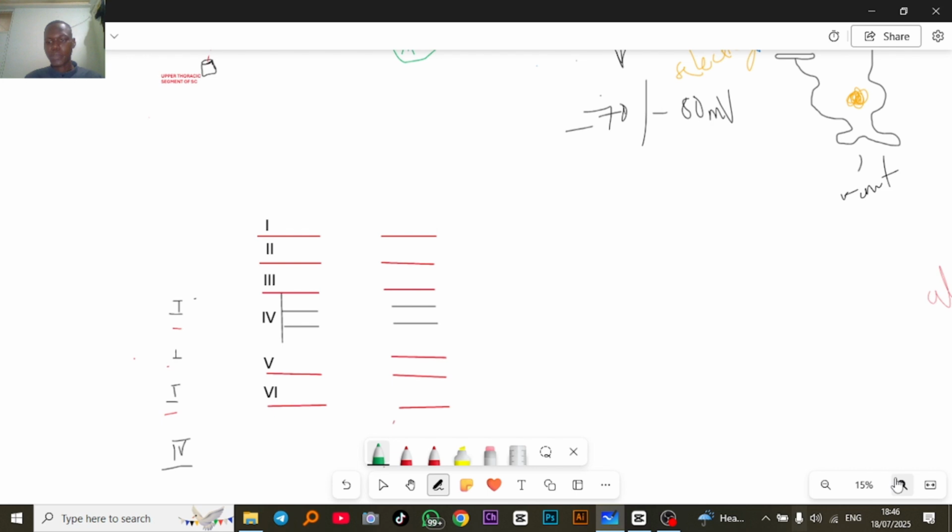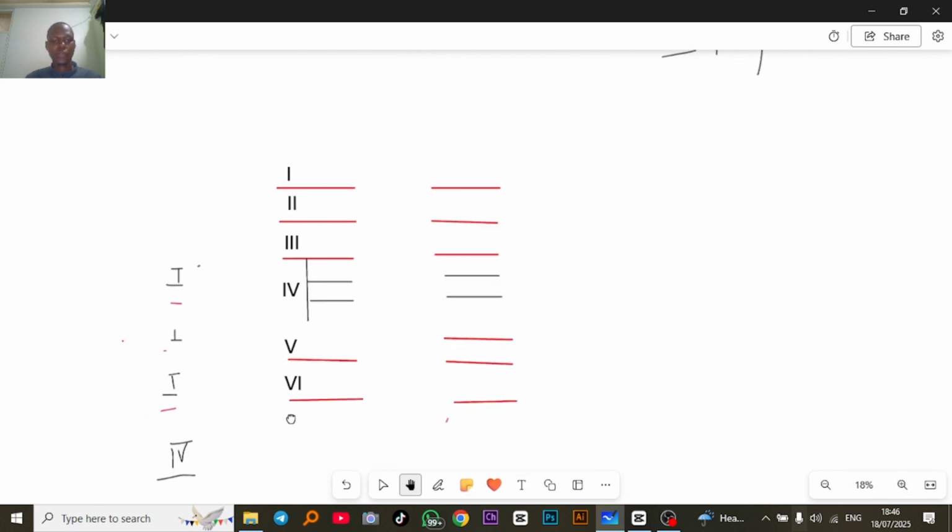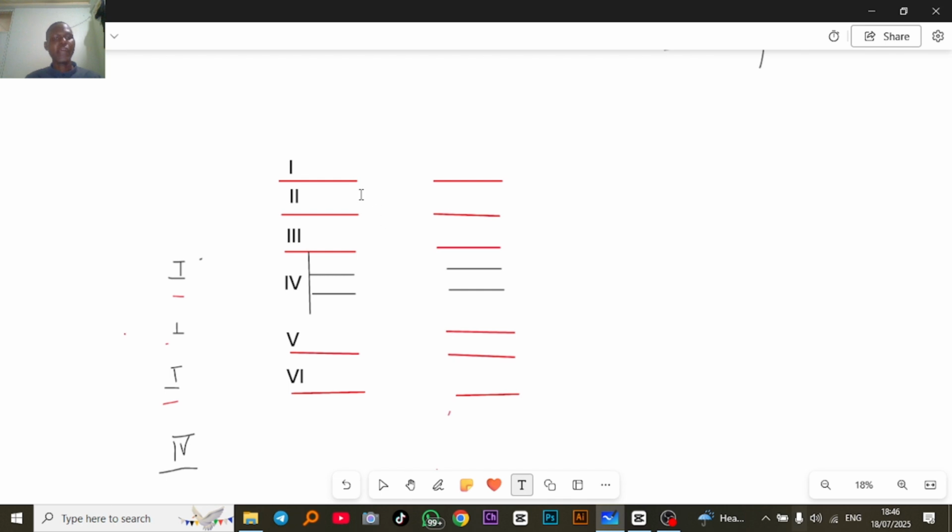Let's look at the layers of the visual cortex now. So, layers of the visual cortex.